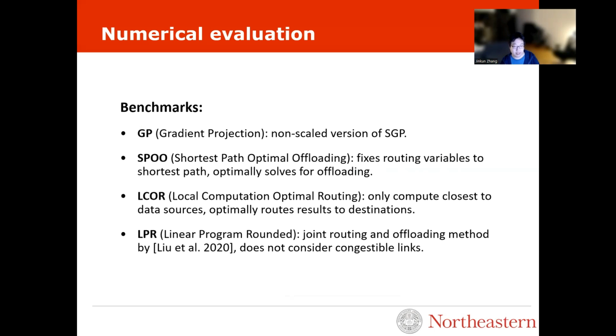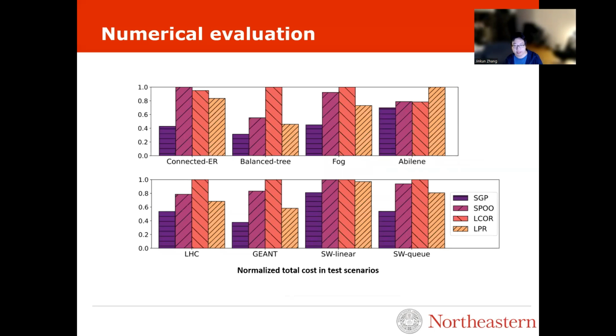Now this figure shows the normalized total cost in each scenario using each method. We could see that our SGP performs on average about 30% better than LPR. Now, if we look at the last two cases, SW linear and SWQ, they have identical settings except one with linear cost and one with the queuing delay cost. You can see that the advantage of SGP is much larger with this non-linear congestion-dependent cost.